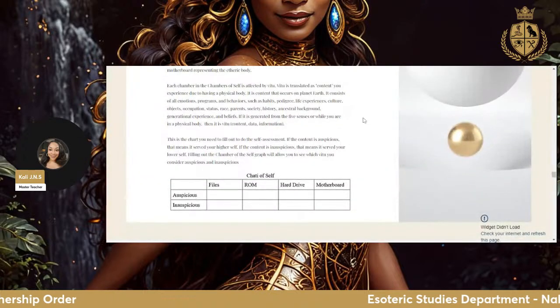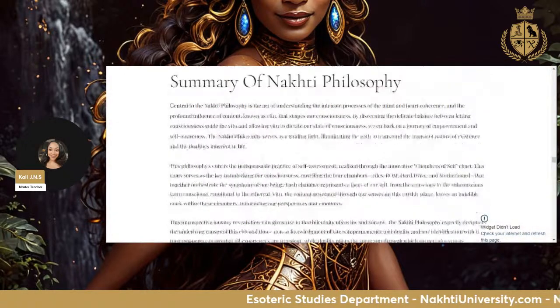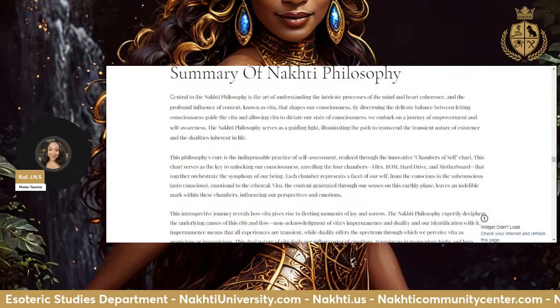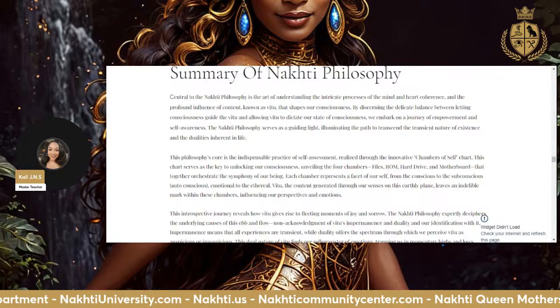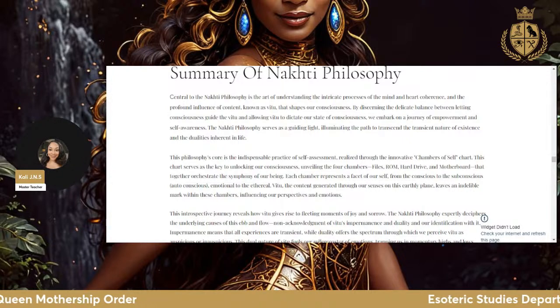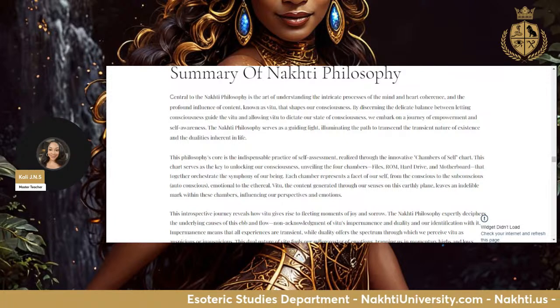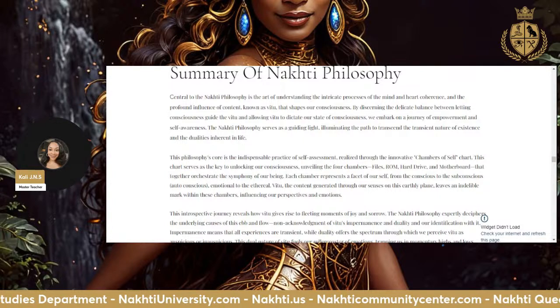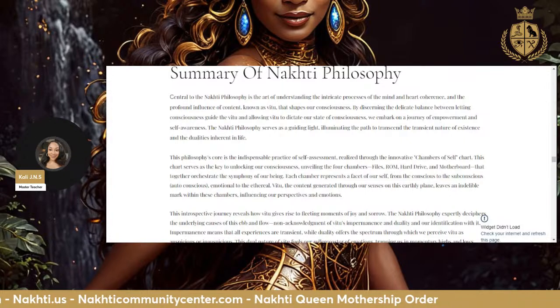But let's go back up here. So the chambers of self chart, that's the key to unlocking your consciousness, which unveils the four chambers. That's your files, your RAM, your hard drive, and your motherboard. Now, guess what? Your files represent your conscious mind. That's what you see in your everyday reality. That's the programming that's around you, such as your status, your race, your pedigree, your job occupation, your class.